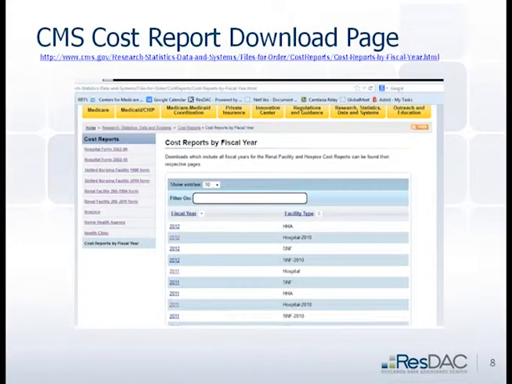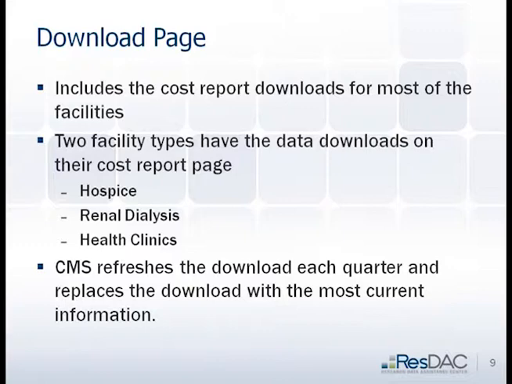So again, we're going to go back and talk a little bit about what this means when we're looking at the cost reports by fiscal year. It includes cost reports for most of the facilities. We'd already talked about that. The other facilities, hospice, renal, and health clinics, have it on their page. And again, it's refreshed quarterly.